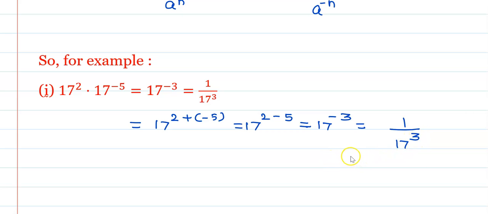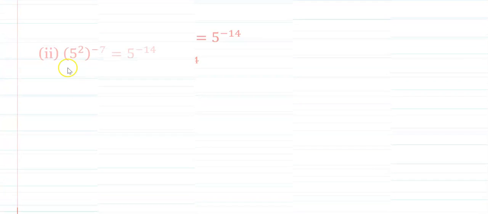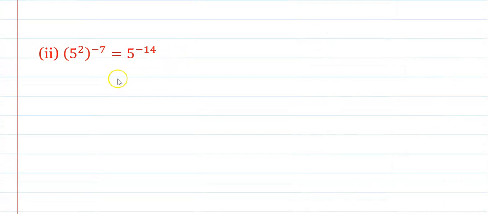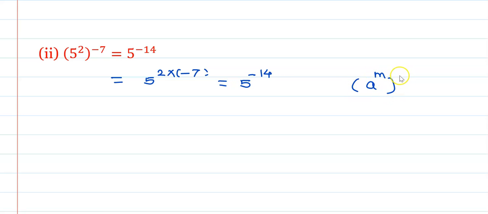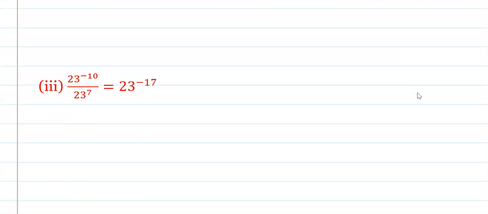Okay. Now the next example, see this here, again the power to the power, that is 5 raised to 2 into, in bracket, minus 7, and that's equals to 5 raised to minus 14. Here the rule is a raised to m whole bracket raised to n equals a raised to m into n.